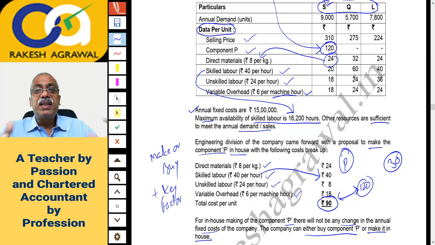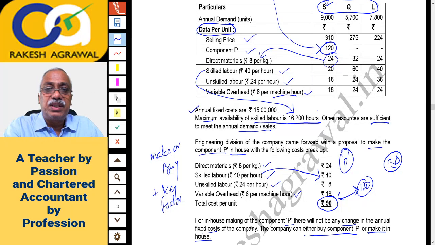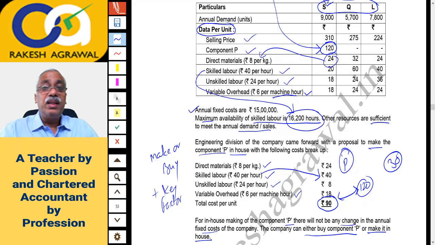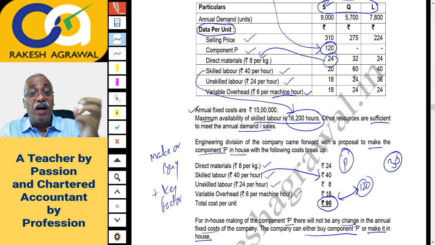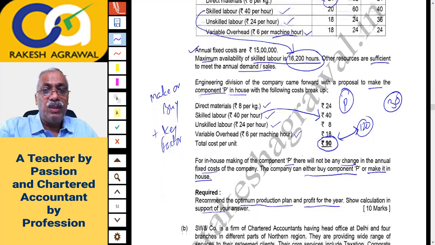And from there we'll decide the ranking, and based on that ranking we can use our limited hours of 16,200. These hours we can use based on the ranking, and that ranking will tell you which product, or whether component P, should be manufactured within available time, and that is what the question is. And then as per the decision we will calculate the profit.